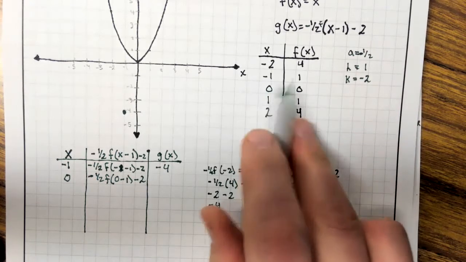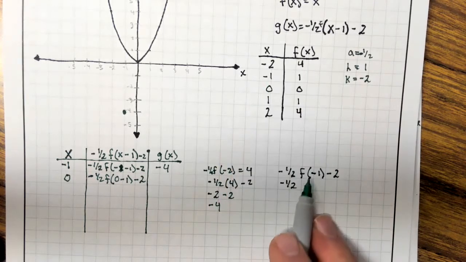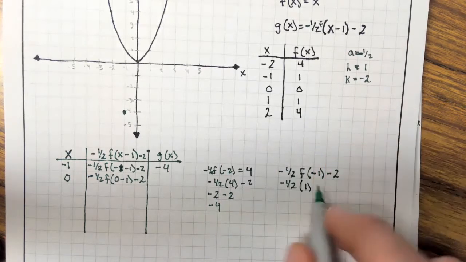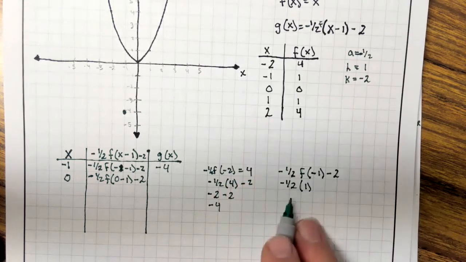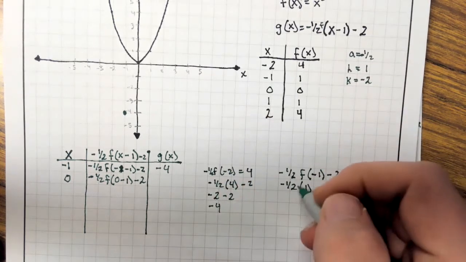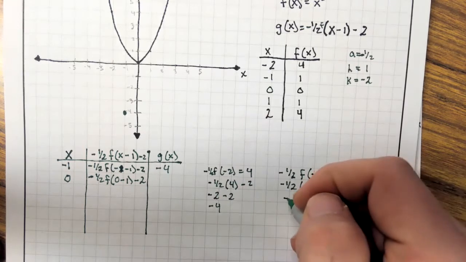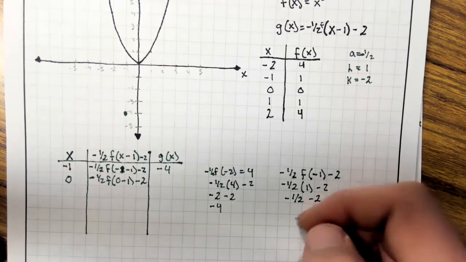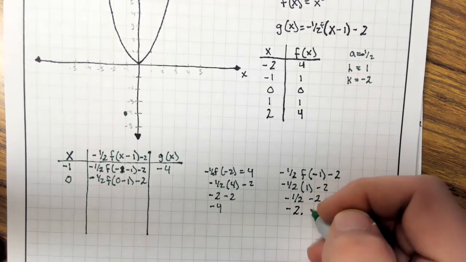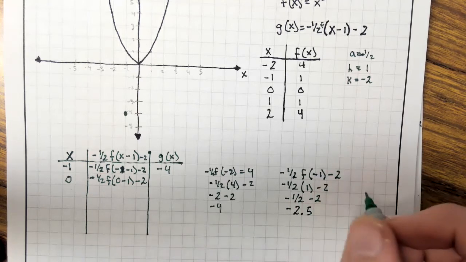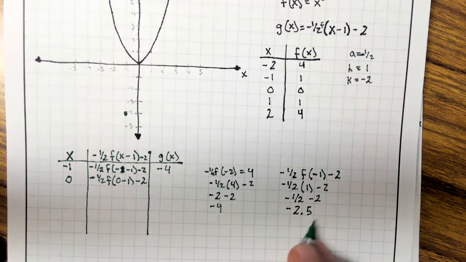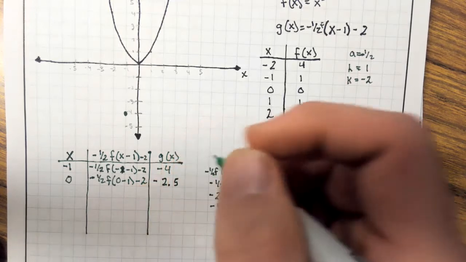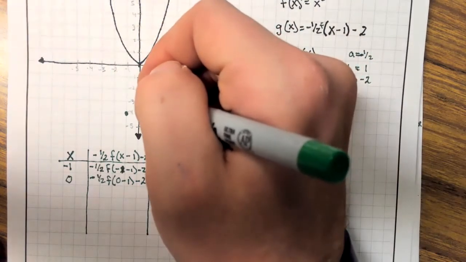So f of -1. When I plugged -1 into this function, it spit out +1. So f of -1 literally equals +1. And I'm still subtracting 2. So -1/2 times 1, that's just going to give me -1/2. And then -1/2 minus 2, I'll convert that to a decimal now. That is -2.5. So when I plug in 0, the function's actually spitting out -2.5. So I go from 0 down here to -2.5.